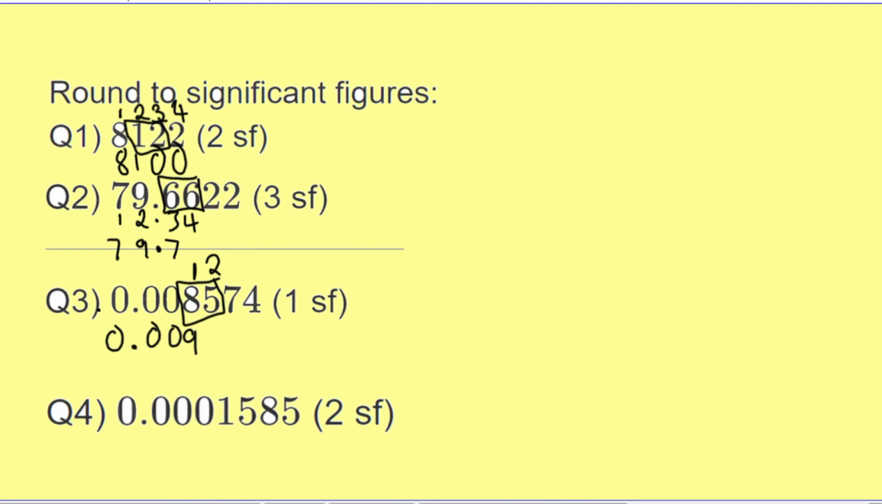Okay, the next one, 2 significant figures. So we're going 1, 2, but we need to go to the next one because we need the third number to be able to round them. Box them off. So 58, that rounds up to 60. So then we've got 0.000160, and we knock off any zeros from the end.